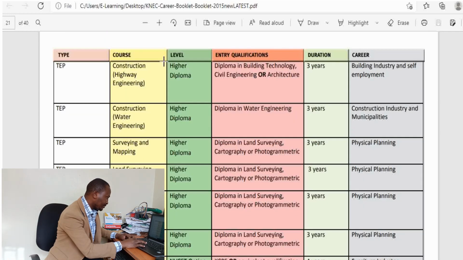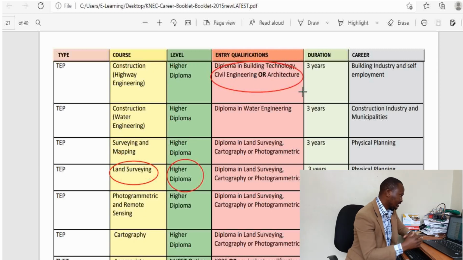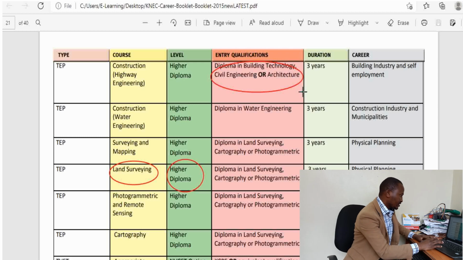Here you have more higher diploma courses. Construction, highway engineering option. You have another higher diploma course, construction, water engineering option. Surveying and mapping. For higher diploma courses in construction, you need to have a diploma in building technology or a diploma in civil engineering or a diploma in architecture. Any of those 3 qualifications, you will be eligible to join a higher diploma in all those areas that you have mentioned.